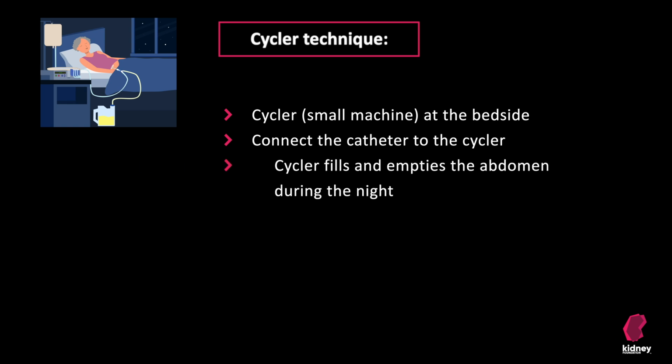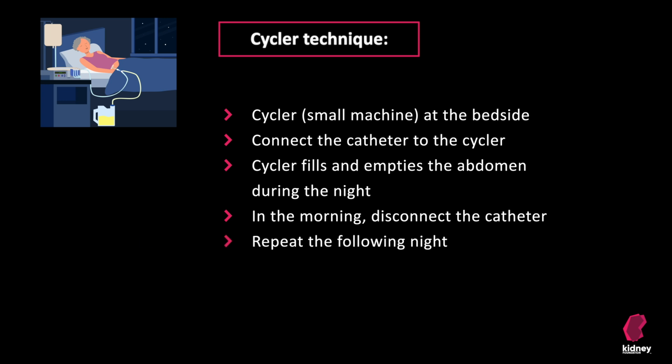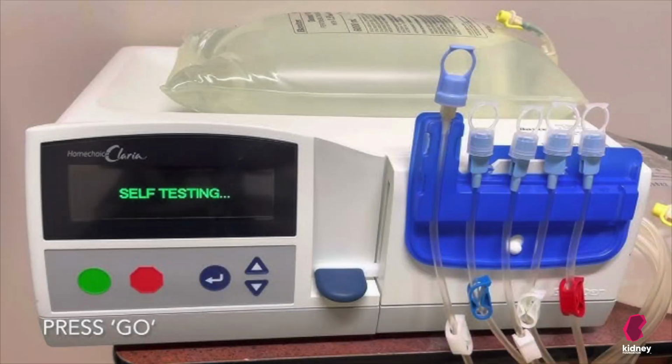During the night, the cycler fills and empties your abdomen every few hours while you sleep. In the morning, you disconnect the catheter from the cycler and can do your usual activities. This is repeated the following night. The cycler is about 40 centimeters wide by 40 centimeters deep and 20 centimeters high. It is provided to you at no cost.